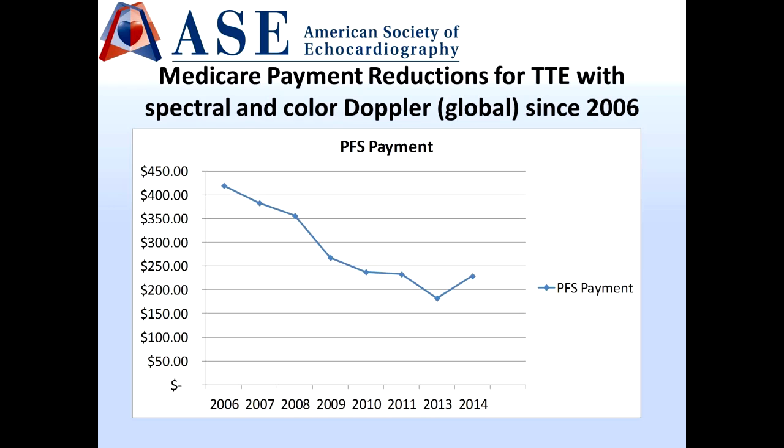This chart illustrates why there has been a very substantial payment reduction since 2006 as a result of the implementation of new practice expense data, that is the PPIS, as well as the consolidation of spectral and color Doppler codes into the primary echocardiography code.